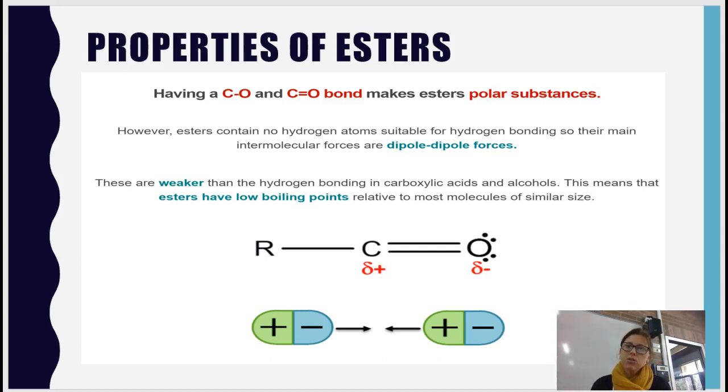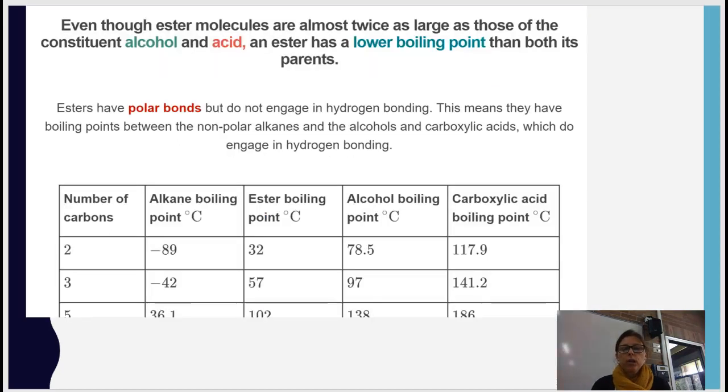Now these aren't as strong as the hydrogen bonds that we would see in carboxylic acids and alcohols, so I would expect that they would be lower in terms of their boiling points and melting points, compared to a carboxylic acid or an alcohol of a similar molecular size. So if we have a look here, we can see that compared. We've talked about how they don't have the hydrogen bonding that the carboxylic acids have, but let's have a look here.